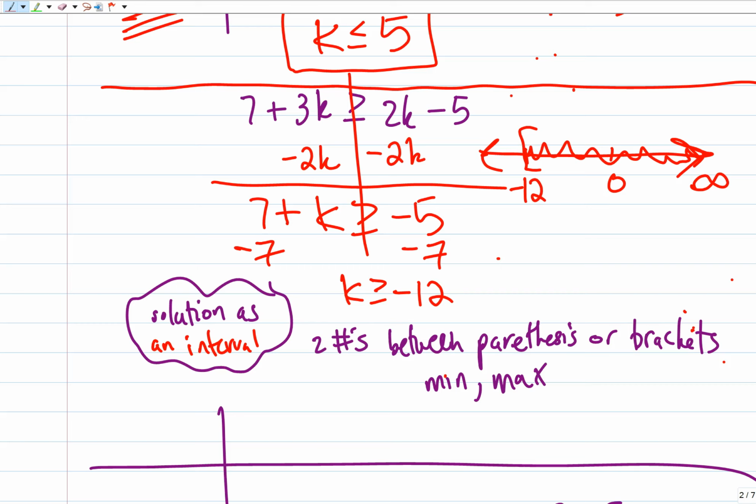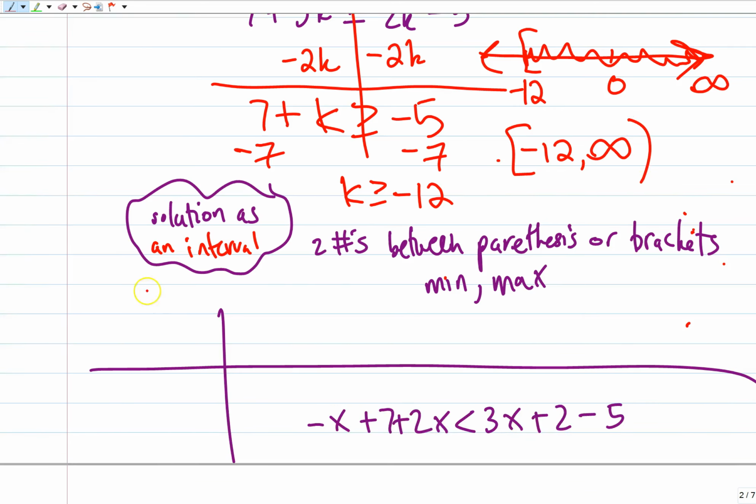So what is our minimum though? That's what goes first. What is our maximum? What symbol on the negative 12? What symbol on the infinity? You have just basically learned solution as an interval without me having to write out the notes. We figured it out. And what is it? Two numbers between parentheses or brackets, with a min and a max.